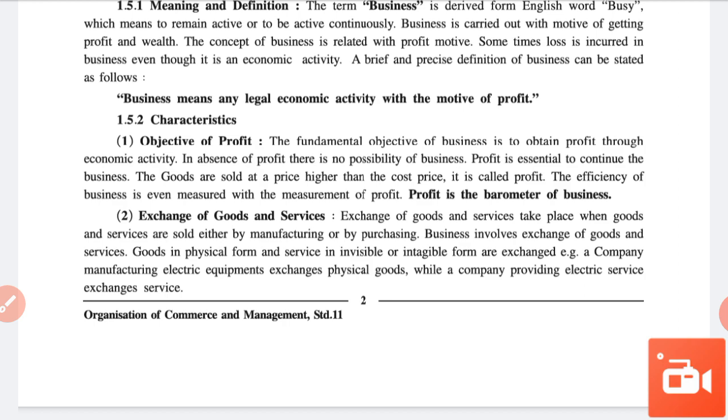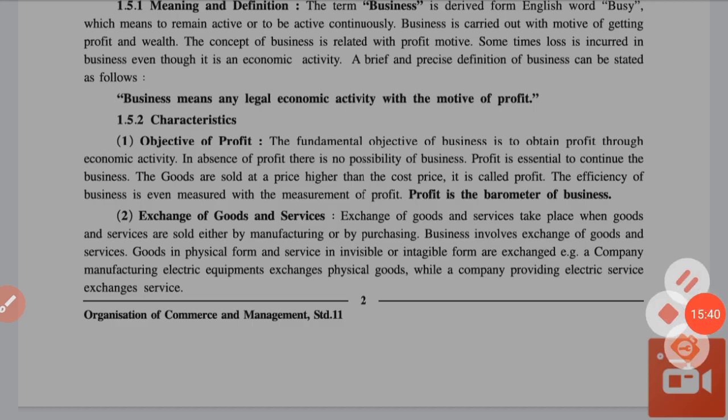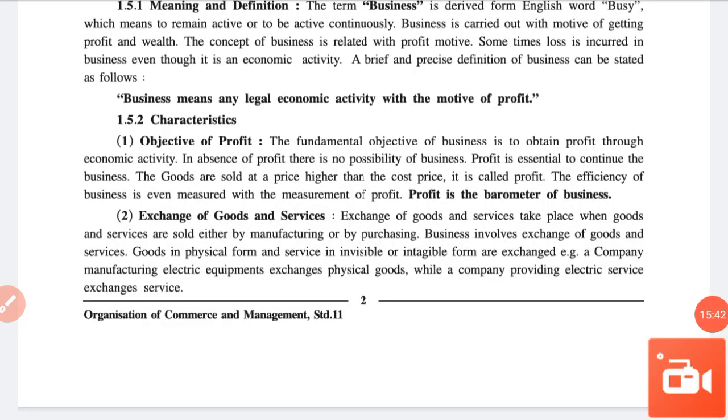The goods are sold at a higher price than cost. It is called profit. If the cost price of goods is 20 and the MRP is 25, then the difference between 20 and 25, that is 5 rupees, is our profit. The efficiency of business is measured by profit. Profit is a barometer of business. Please underline this, the most important point for the examination. A question may be asked like: explain this statement, profit is a barometer of a business. So you should write this paragraph in that answer.